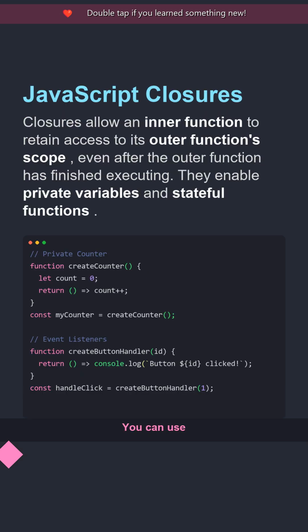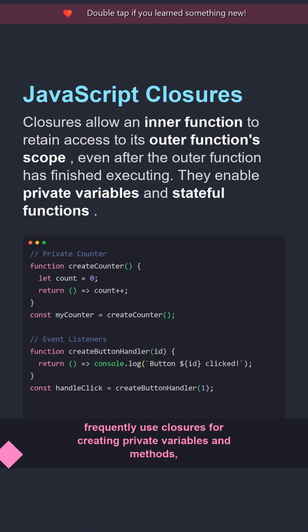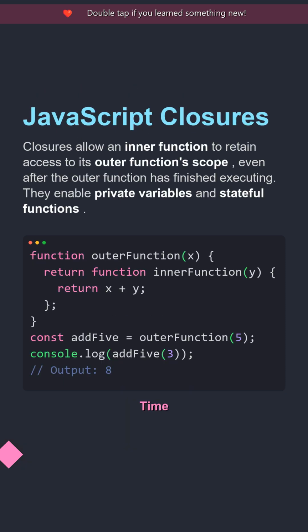You'll frequently use closures for creating private variables and methods, similar to private members in object-oriented programming. They are essential for implementing module patterns, creating factories for functions, and building stateful components in frameworks. Think about when you need to create functions that remember information from when they were initially set up. Time to understand the code in detail.